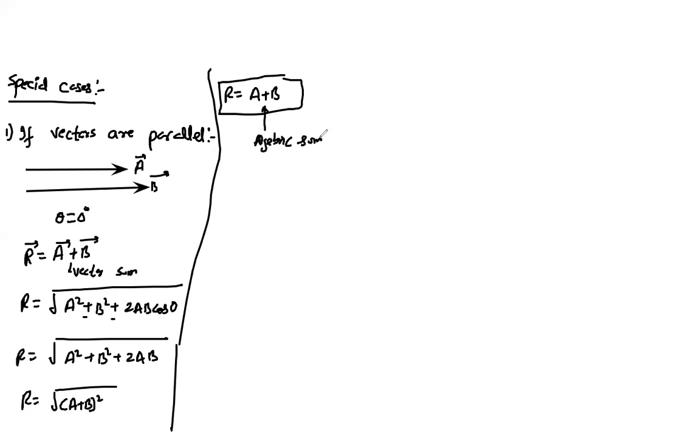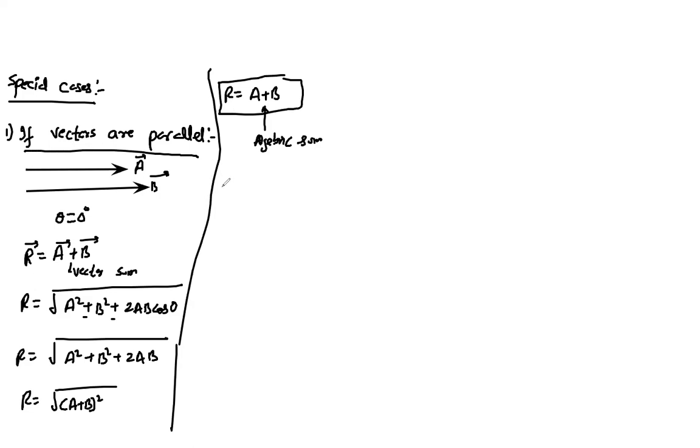This simply means if two vectors are acting at 0-degree angle, if two given vectors are parallel, then it's your choice. You can either add them up vectorially using the entire parallelogram law, or you can simply add them up algebraically. You will get the same result. So that's the special case in which this vector sum or vector addition reduces to algebraic sum or algebraic addition. This is the condition if given vectors are parallel.